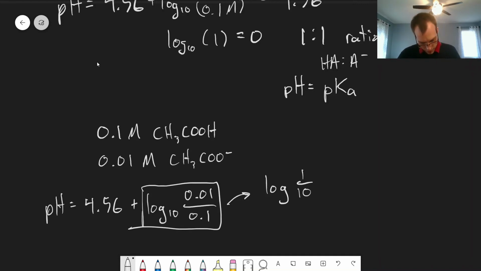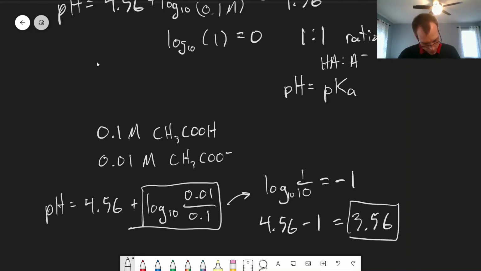This will give us a value of -1. Again, you can plug that into your calculator to check. This is a nice property of logarithms. If things change by factors of 10, for the base 10 logarithm at least, the logarithm will change by a single unit at a time. So that will give us 4.56 minus 1, which is equal to 3.56.